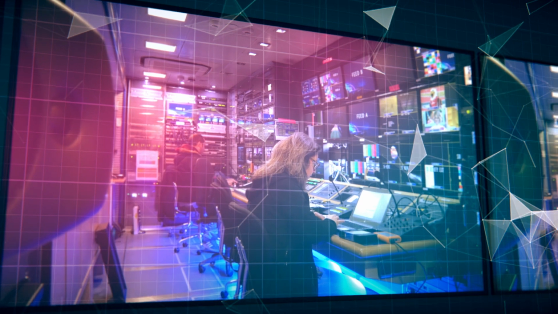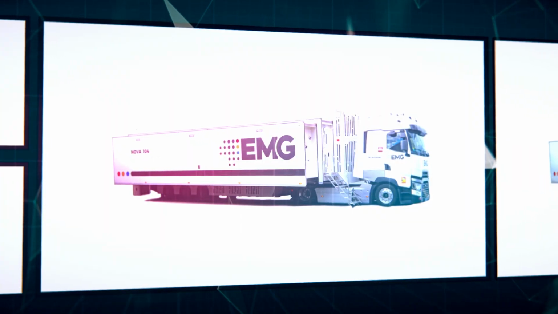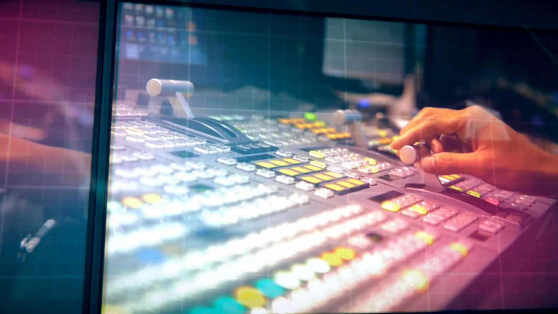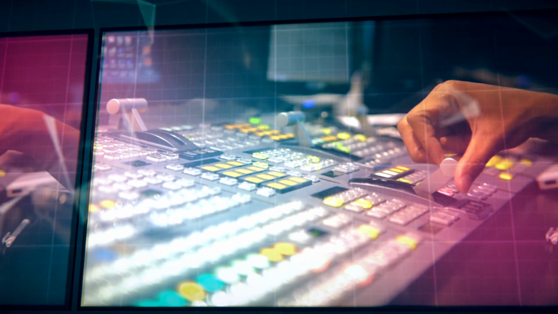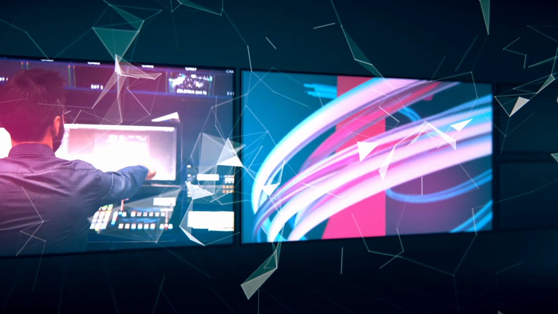Outside broadcast trucks can be restricted in size and accessibility, and are often limited in capacity beyond high definition. Today's clients expect higher resolutions, more flexibility, and affordable solutions. This was the launchpad for EMG's new IP broadcast concept.